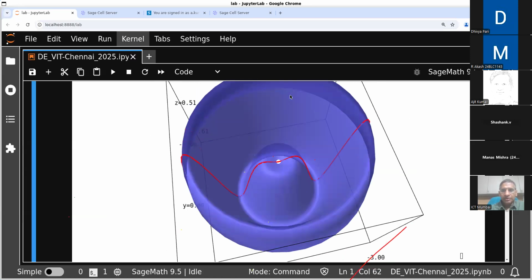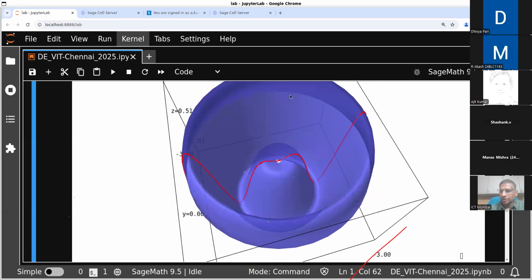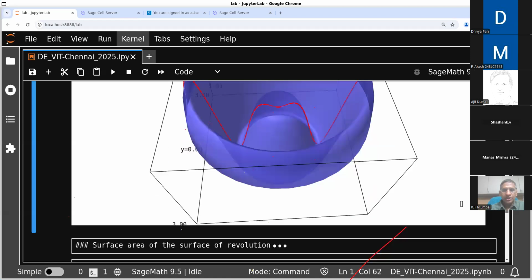So that's because of the plotting. Really, there is no discontinuity at 0. Okay, right? And you can even find the surface integral. So the surface integral of this is how it looks like.